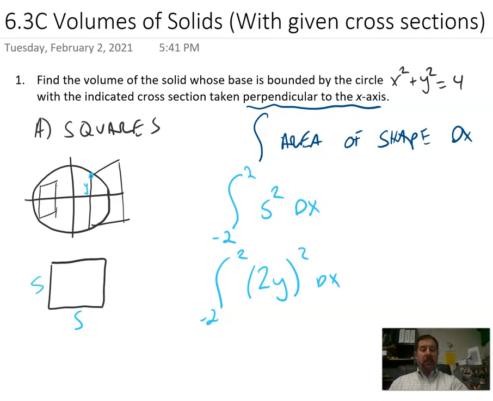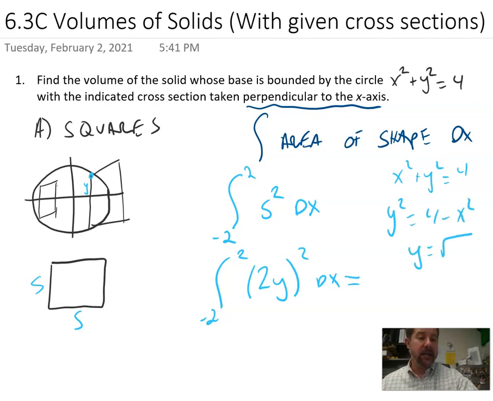And now, to be just a little bit more specific, because I want to integrate with respect to x, I would come back up here and solve x squared plus y squared equals 4 for y. Y squared equals 4 minus x squared, or y equals, technically, plus or minus the square root of 4 minus x squared. But we're just playing with the top half, and we're going to double it since it's symmetric. And so we are going to do the integral from negative 2 to 2.